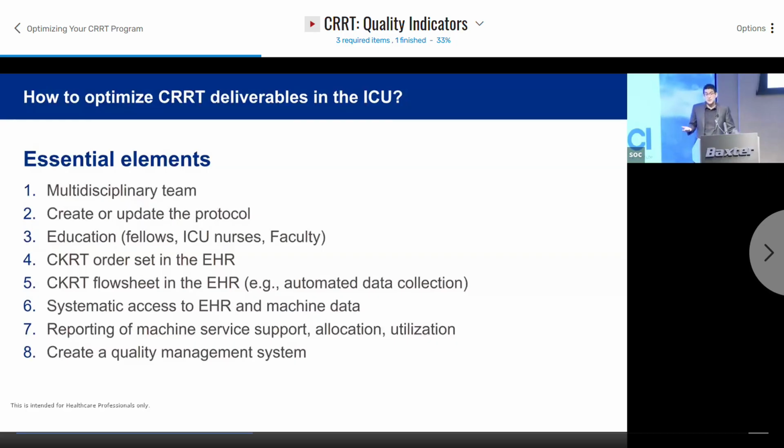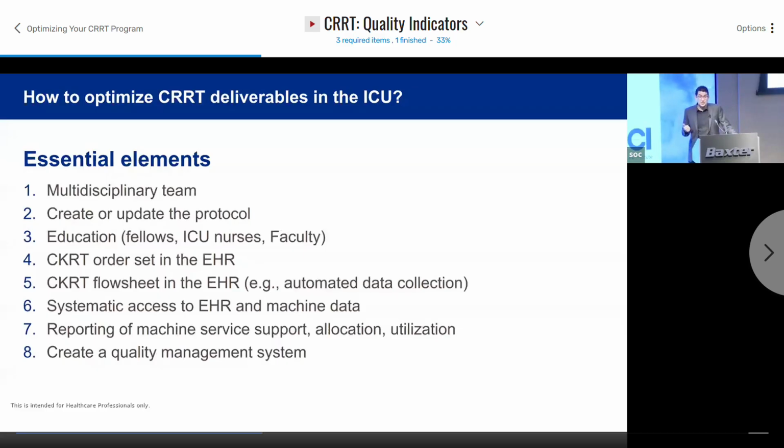You need to create or update your protocol. You need to have a guidance. So if you go back to your practice tomorrow or Friday or Monday, you should ask, where is our CRRT protocol? I want to see it. When was it written, who wrote it? Is this according to evidence? Do we like it or not? Right? So that's the first step. What's our guidance here in our practice?